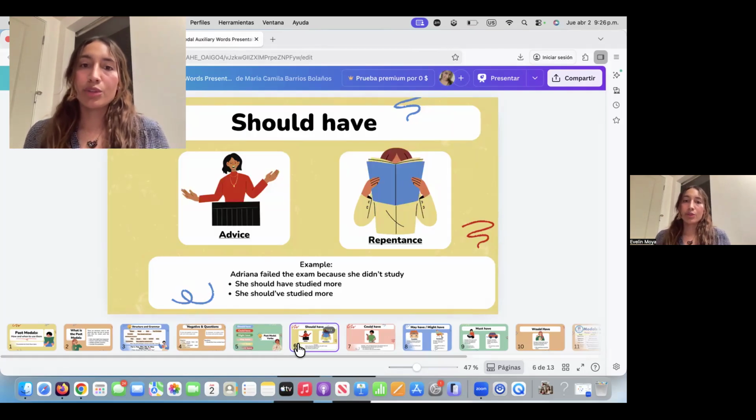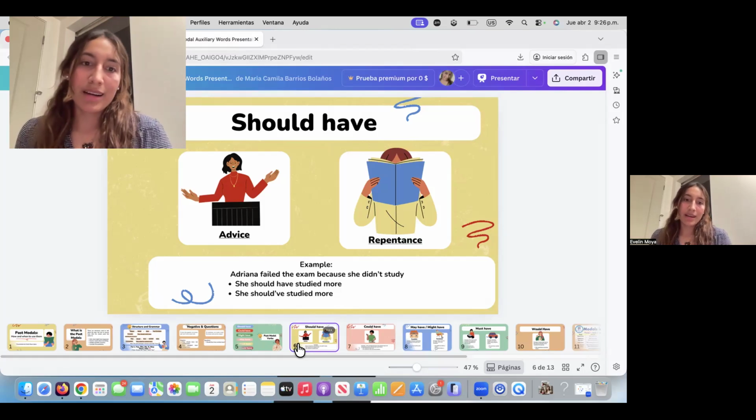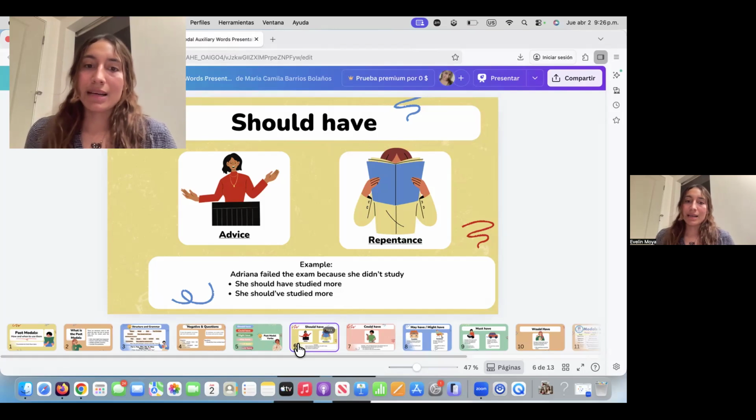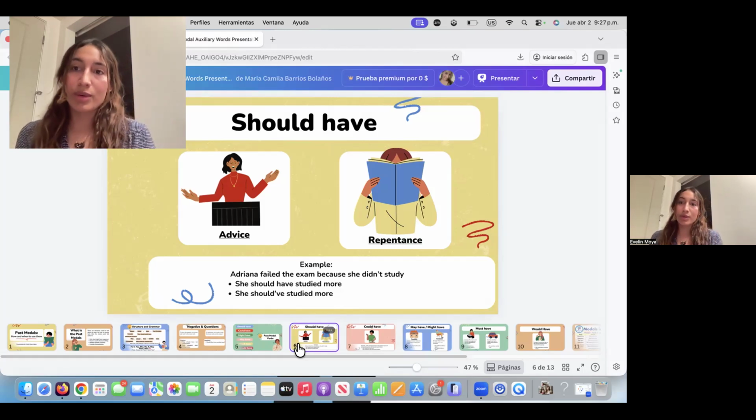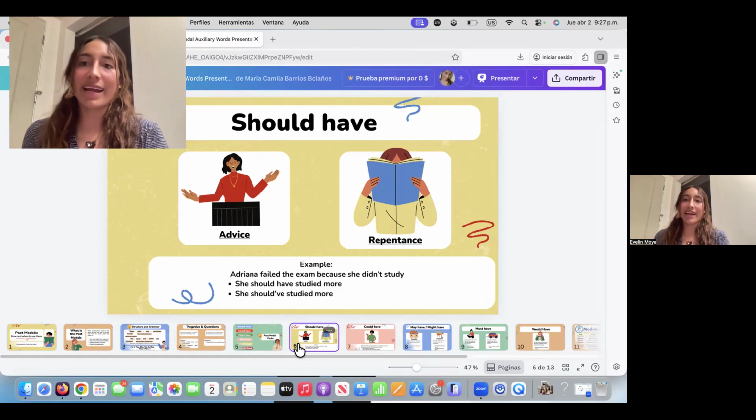So we're going to see when we use should have. We use should have when we want to give advice, or when we have some repentance. There's an example there. Adriana failed the exam because she didn't study. So she should have studied more. We also use it when one expresses some regret. She should have studied more, so we are expressing some regret.